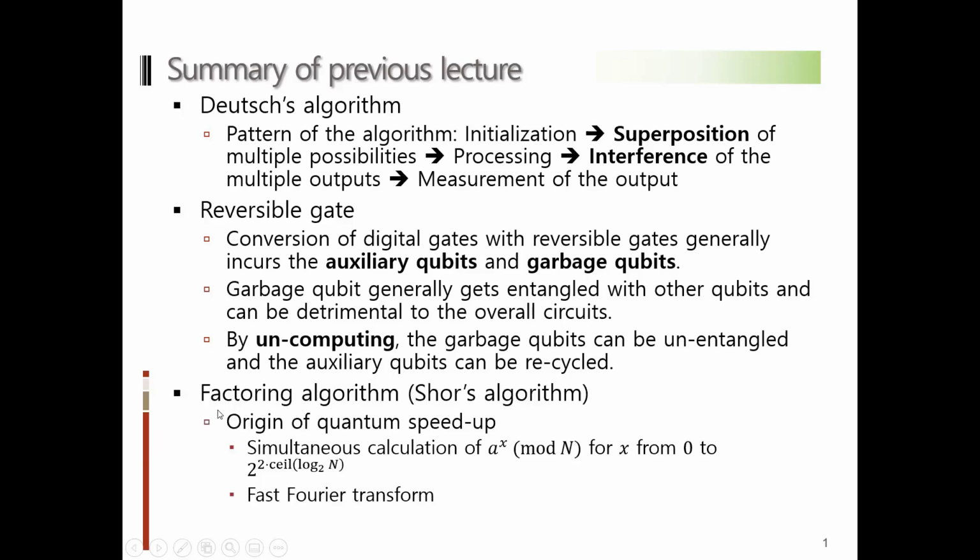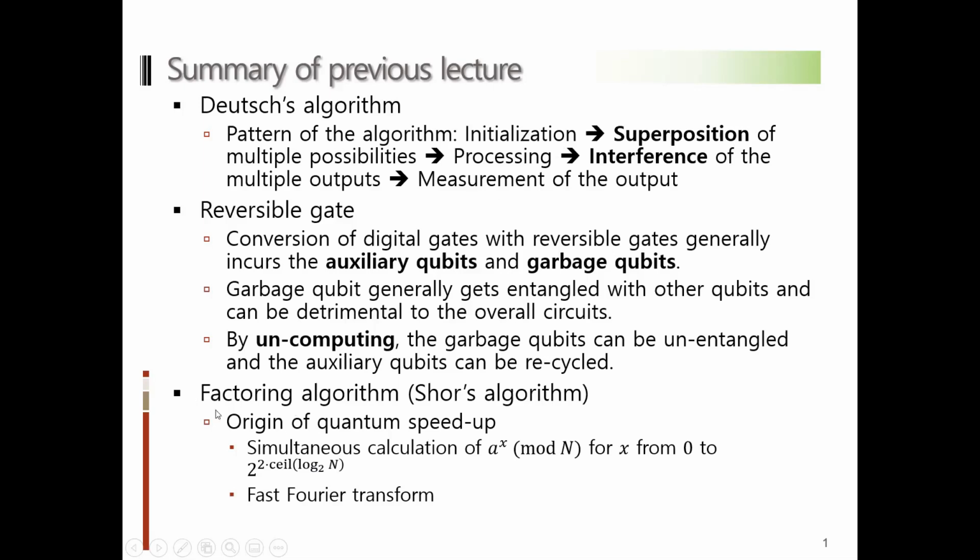Now, I started introducing the factoring algorithm, the so-called Shor's algorithm. There are two important components which allow us to achieve a quantum speedup. The first component was the simultaneous calculation of this function for all x from 0 to 2 to the log base 2 of n, and this part is similar to generating the superposition. Another part was the fast Fourier transform, and this corresponds to the interference part of the Deutsch algorithm.